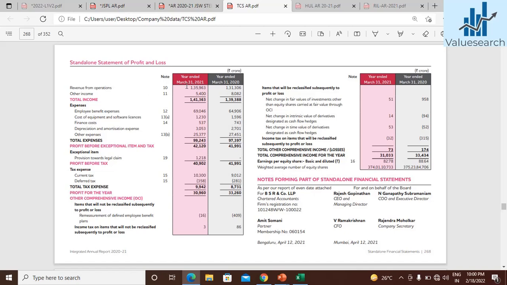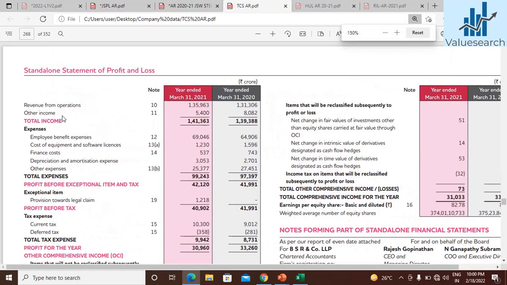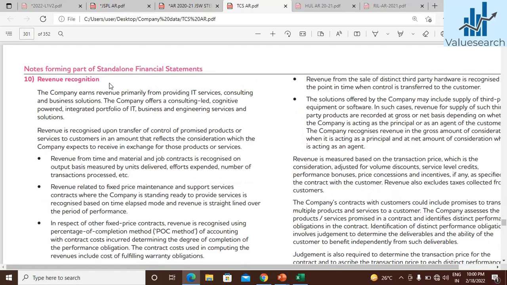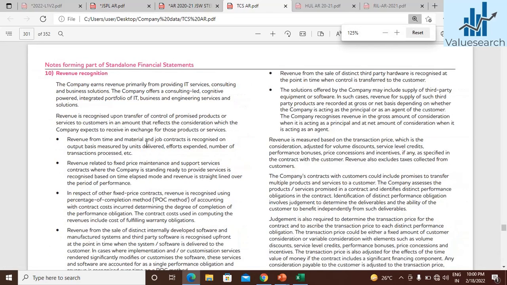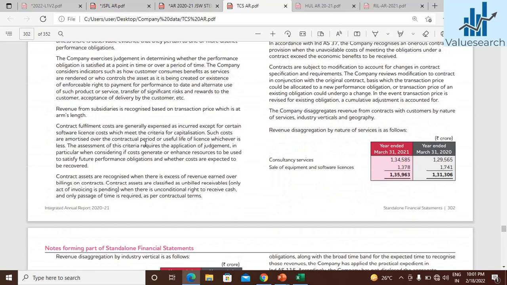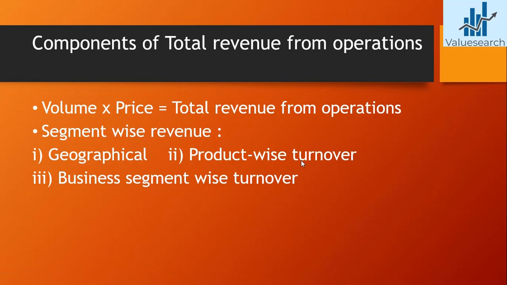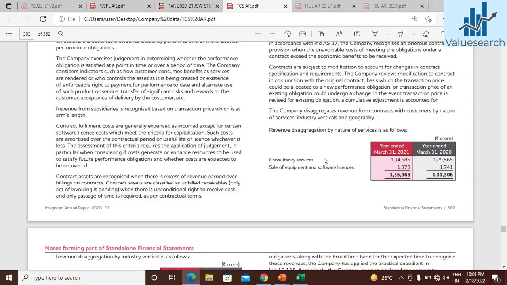This is their revenue from operations and this is their other income. Revenue from operations, other income. And this is their total income. If you look at notes to accounts, so you will see revenue disintegration by the nature of service. Here we said business segment wise turnover. So it also means nature of service. They have consultancy services and they have sale of equipment and software license. So putting it together, this is their revenue.